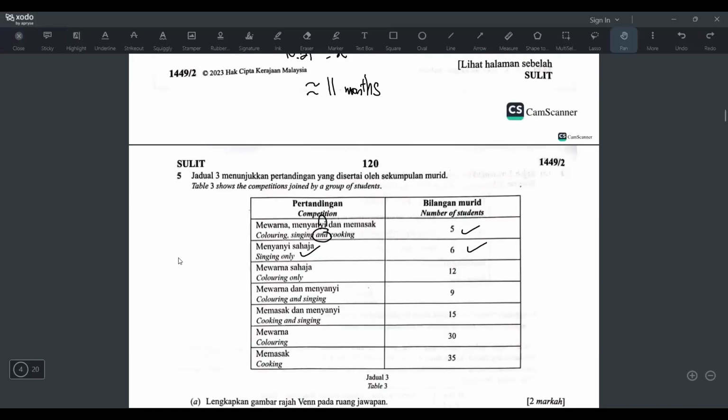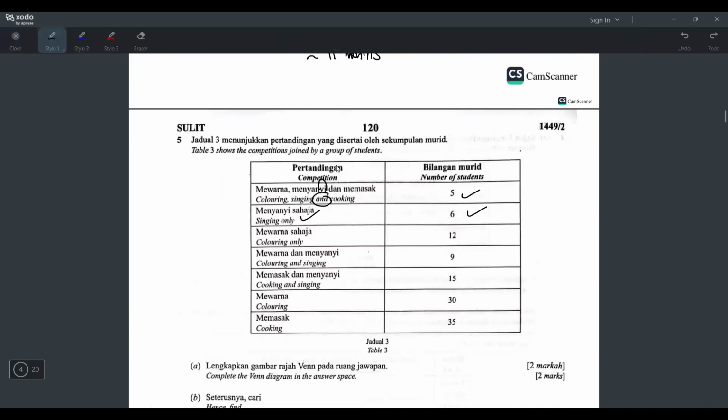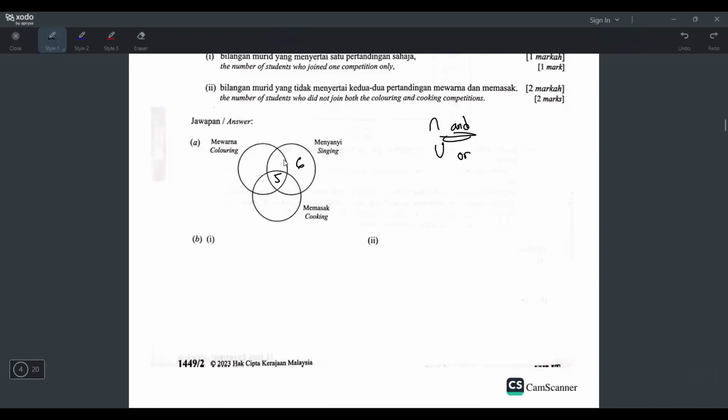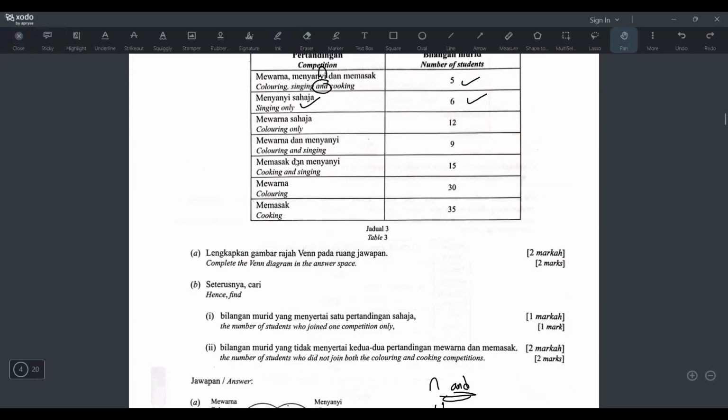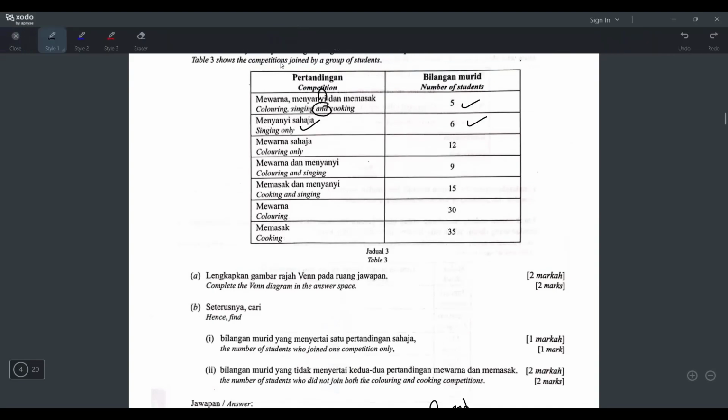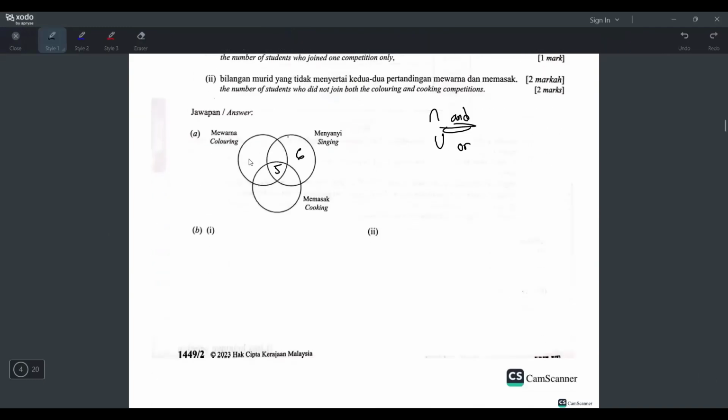Okay. It means we can only label the information kalau dia ada cakap only lah. Because if dia tak cakap only then dia punya kawasan is like more than one kawasan. Okay, so you can't label information yang tak ada only. You have to tengok information yang ada perkataan only dulu. So coloring only 12. This one can label also because they got mentioned only. It means it's only this region. So this region I write 12.